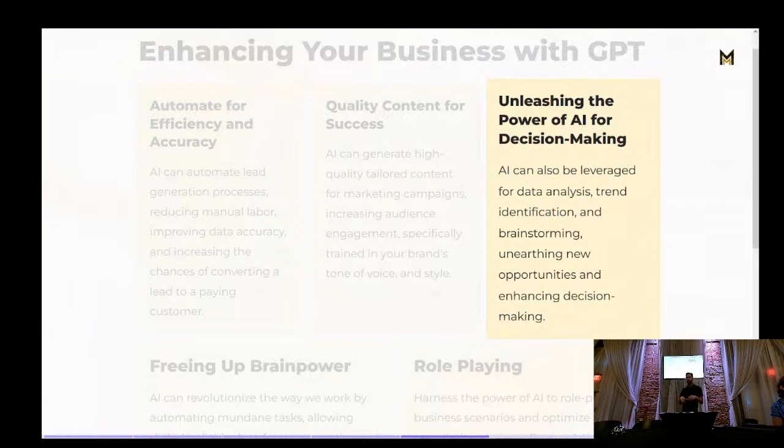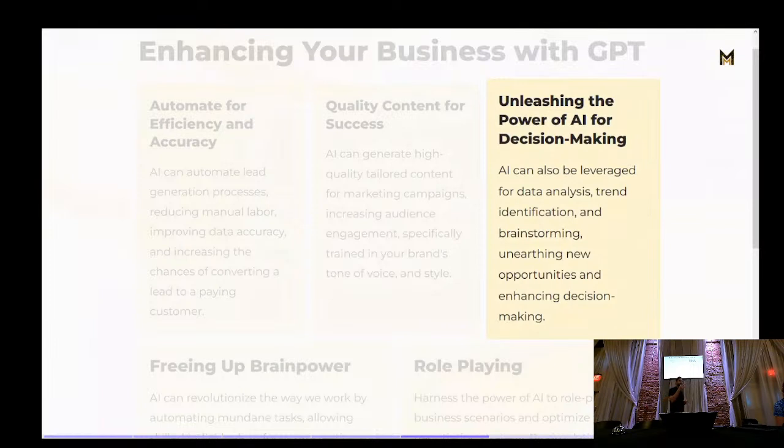Decision making, brainstorming. This is a particularly great one, and there's a plugin that we'll talk about at the end of the presentation. Have it play devil's advocate if you're trying to make a decision about your business or your product or how to improve your service, right? Give it the context of what you're trying to do, how you serve people, how people interact with you already, the way that your product works and the way that it solves problems.